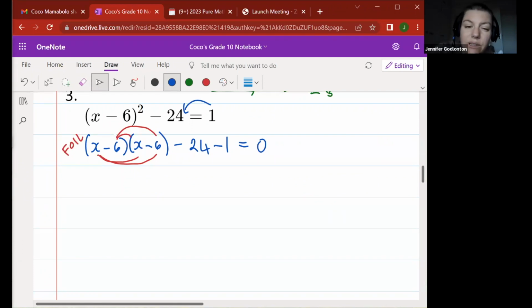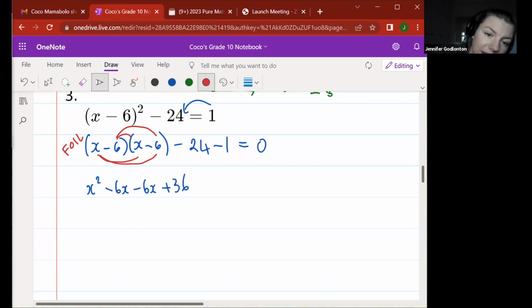Okay, so if we just look at this FOIL over here, we would have x squared minus 6x minus 6x plus 36. So that's what this is expanding to.